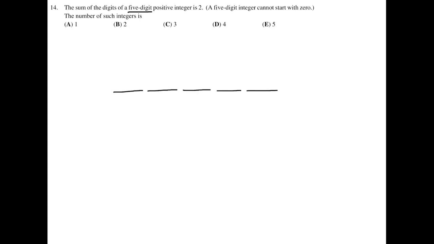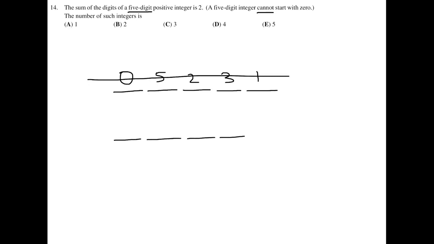All right, now the 5-digit integer cannot start with 0. Well, that makes sense, because if it started with 0 and then you had 5, 2, 3, some number, it's no longer a 5-digit number, it's a 4-digit number. So obviously that cannot be true. So this is not allowed. All right, so we want to create 5-digit integers where the sum of the digits is equal to 2.